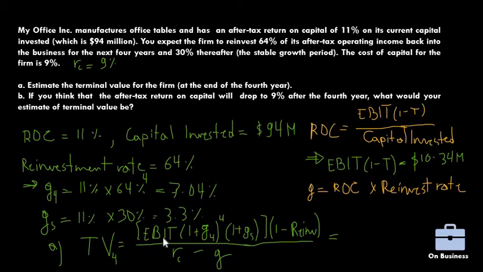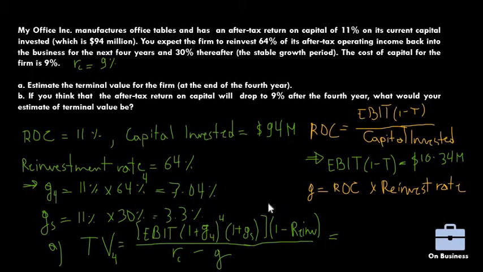TV4 is equal to the EBIT now. To get it after 4 years, I have to multiply this by 1 plus G4 to the power 4, where G4 is 7.04%. I already calculated that. And as I previously mentioned in the videos, we have to get EBIT at T equals 5 if we want the TV at 4. So we still multiply once by the stable growth, and that's 3.3%.